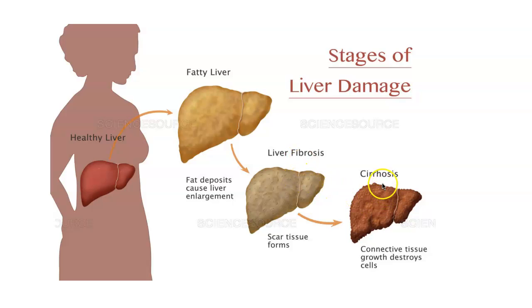The last stage is cirrhosis. That connective tissue is basically almost all connective tissue, and the hepatocytes have been destroyed. So once you're in cirrhosis, there's not much blood flowing in through here. It's all fibrous connective tissue.